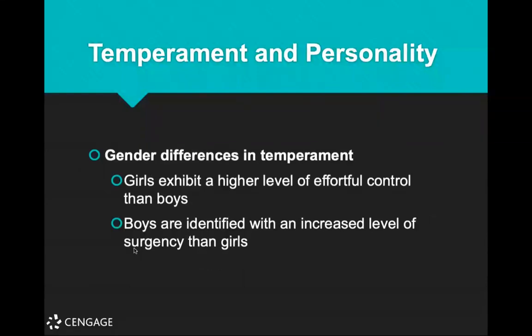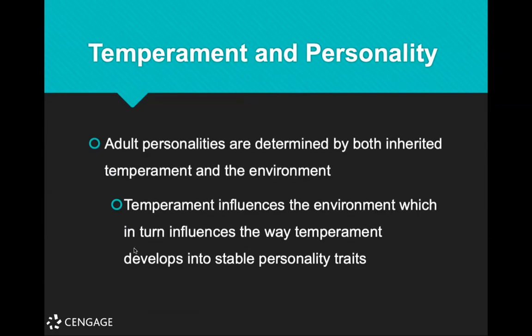Now, when we look at gender differences in temperament, we also see significant variation. Girls exhibit a higher level of effortful control than boys. Boys are identified with an increased level of urgency than girls. So they can be more quick, they could be more clever, do things that require these types of characteristics. So gender differences are also a very real thing when it comes to temperament.